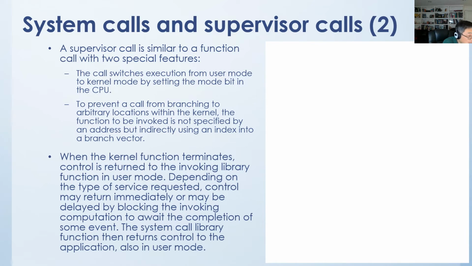So a supervisor call is similar to a function call with two special features. The first one, the call switches execution from user mode to kernel mode. That means once the system call triggers the supervisor call, the control is going to be on the kernel side. So the user loses control of this operation. And also, the supervisor call hides the details to prevent the call from branching to arbitrary locations within the kernel.